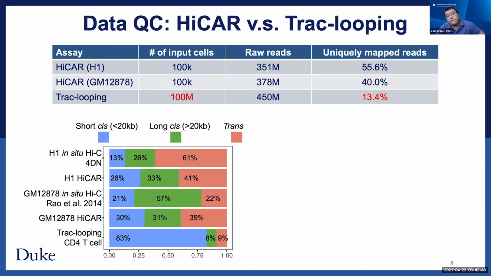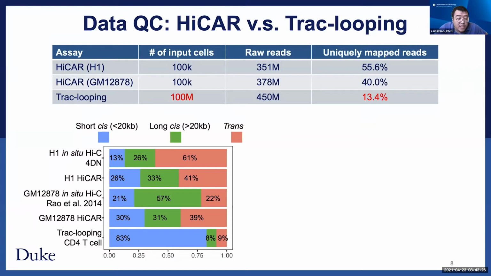And we know for Hi-C or HiChIP analysis, we need to consider the ratio of cis and trans reads, and also consider the ratio of long-range versus short-range reads. As you can see here, overall I think we're confident to say that HiCAR data quality is comparable to in situ Hi-C data. Our HiCAR data quality is a little bit better than the in situ Hi-C generated by 4D Nucleome in H1. But the Rao et al. GM data quality is better than our GM HiCAR data. I think the most critical factor determining the data quality between HiCAR and Hi-C is who did the experiment.